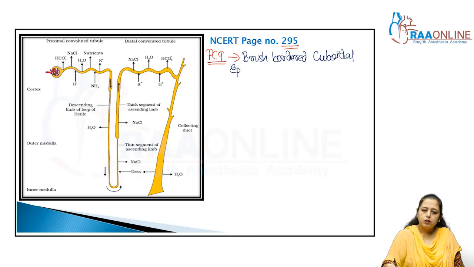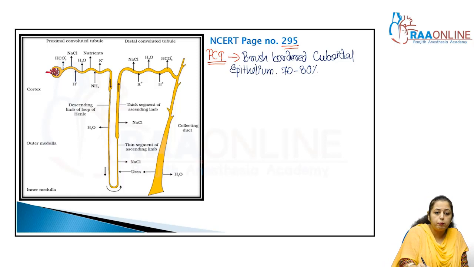cuboidal epithelium, right? Brush bordered cuboidal epithelium, clear? That PCT is lined with the brush bordered cuboidal epithelium. Now what will happen? 70 to 80% of the electrolytes are reabsorbed.